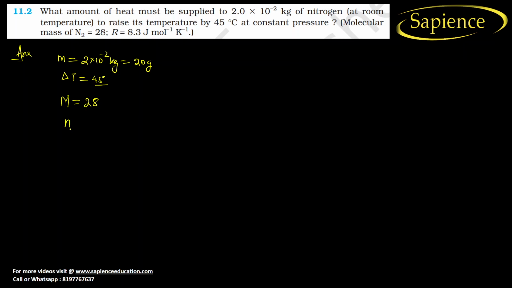Now can we find the number of moles? So number of moles is equal to mass by molecular mass. So mass is given as 20 gram divided by molecular mass 28. So there you will get the number of moles as 0.714. So we have got the number of moles. Now also R is given as 8.3 joule mole inverse Kelvin inverse.